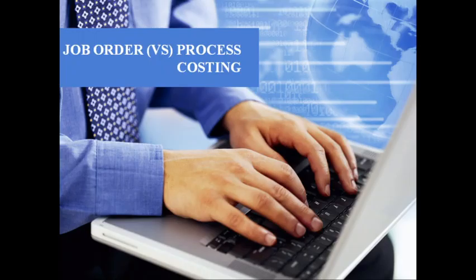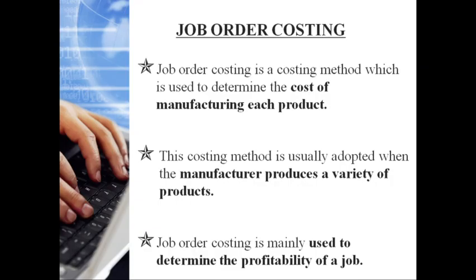So the next two methods are job order versus process costing. So what is job order costing? Job order costing is a method to determine the cost of a manufactured product. This method is generally adopted when the manufacturer produces a variety of goods. So when a manufacturer produces a variety of goods, and wants to determine the profitability of each and every job, he takes this method of job order costing.